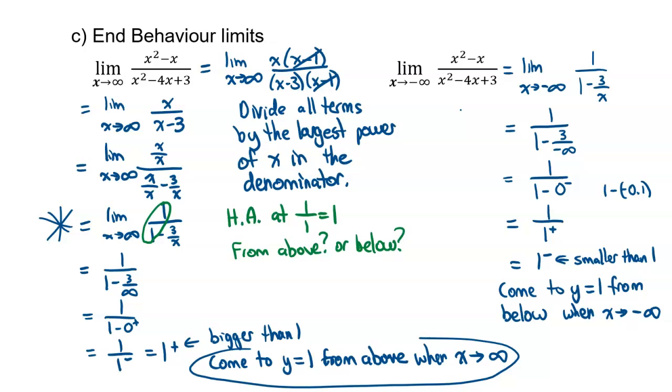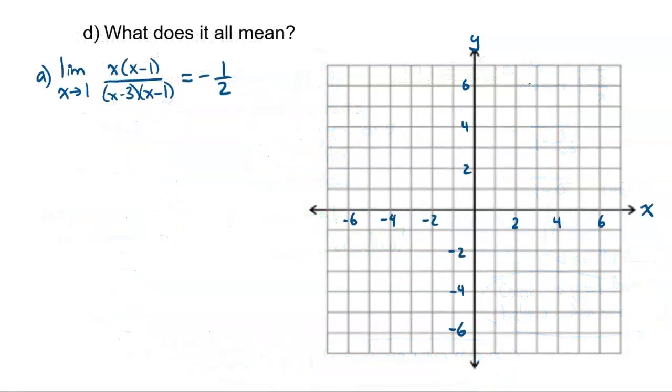So now let's put this all together and see how this looks when we put it all together on a graph. And we're going to answer the question, what does it all mean? So the first thing we did is we did the holes. And we determined that there was only one hole here, and that was when the x value approached 1, the y value approached negative 1/2. So there's a hole at 1, negative 1/2.